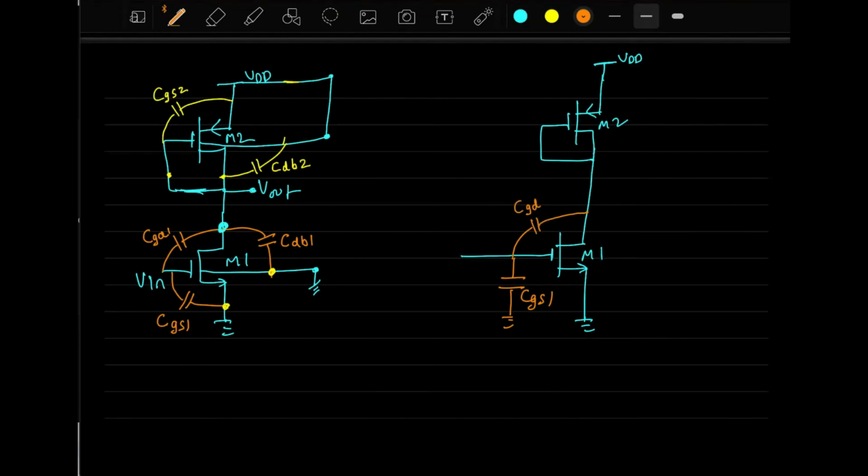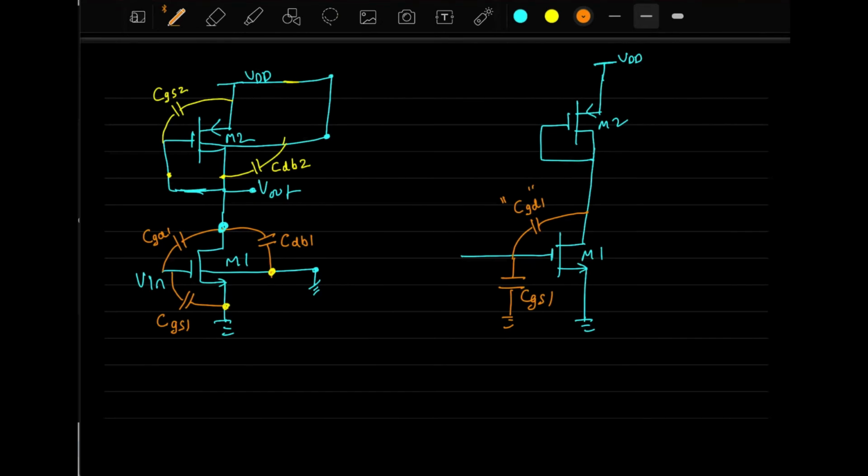This is also called the feedback capacitor, and because of this feedback capacitor we will have the Miller effect. If you remember, we were discussing the Miller effect, where there is a capacitance between the input and the output. This is that same capacitor which is now coming here. It's a Miller effect capacitor.